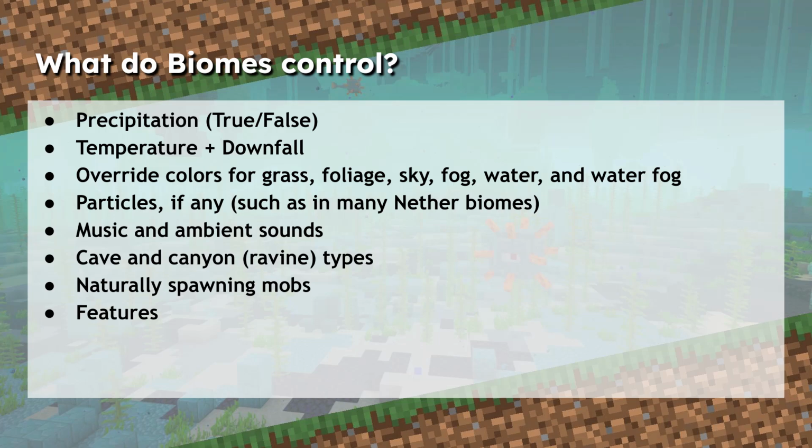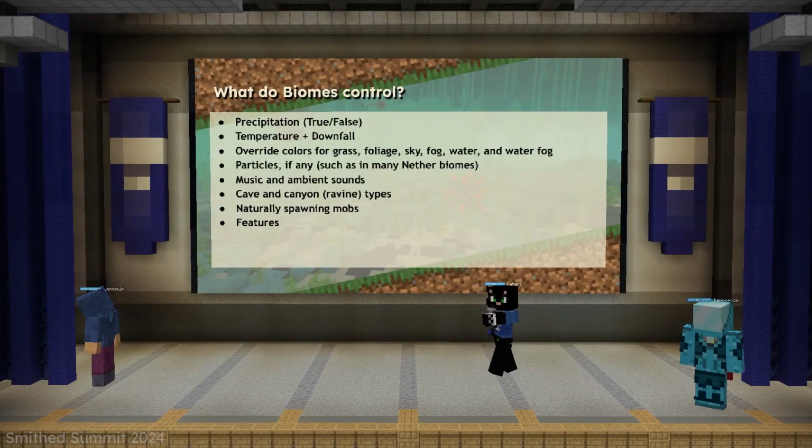So there are a lot of things you can control with the biomes. Obviously, hey, do I want this to rain? Do I want it to snow? Do I want it to not rain at all? You can determine the colors for almost everything you can think of: the grass, the foliage, sky, fog, water, and the water fog.